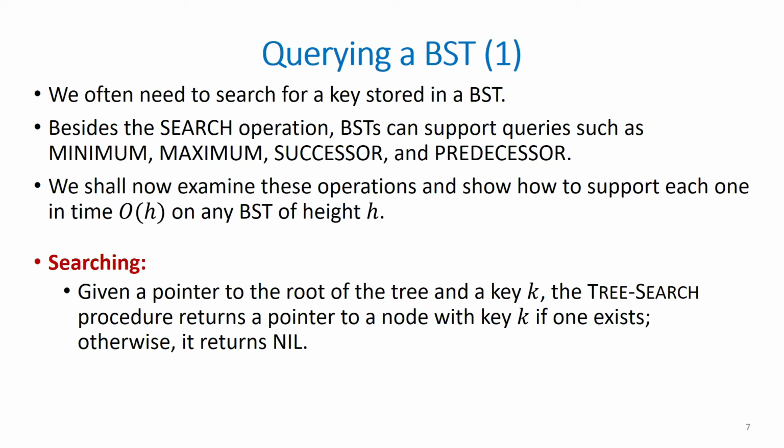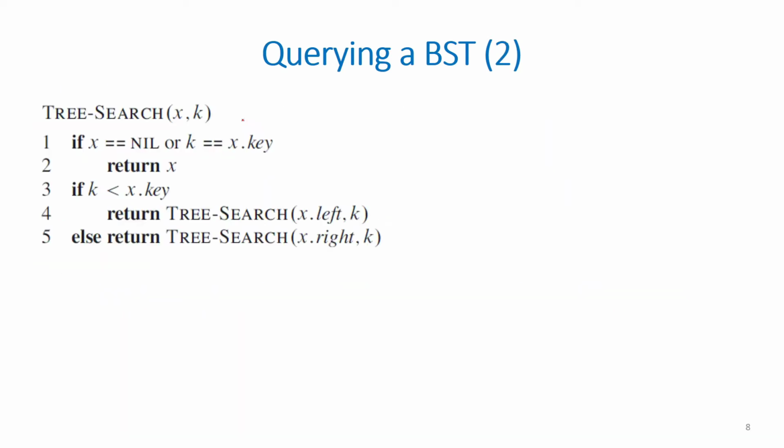So, if we are given the pointer to the root of the BST and the search key k, the search procedure should return the pointer to a node having the key k if such a node exists. If none of the nodes in the BST carries the key k, it should return nil. The pseudocode is given here.